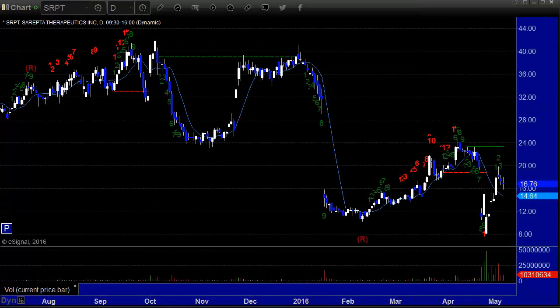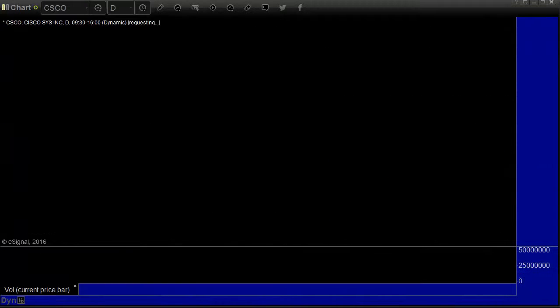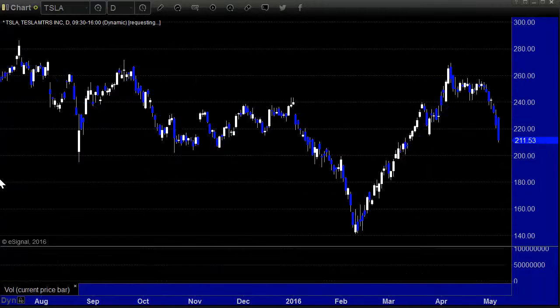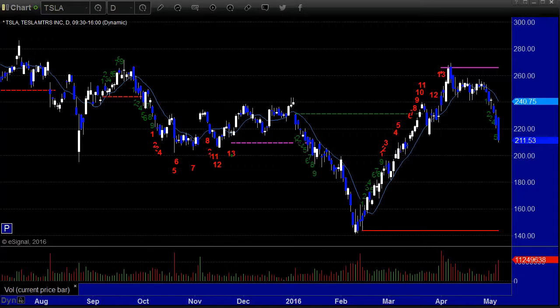SRPT, you can see the sell signal back at the end of March. You can see the plunge that happened after that. This one already hit the full-on technical target. Even Cisco, look at that. Cisco sells off right after it, and then look at this, Tesla. Boom, sell signal, hits the risk line, can't get a close above it again, and now rolls over completely.